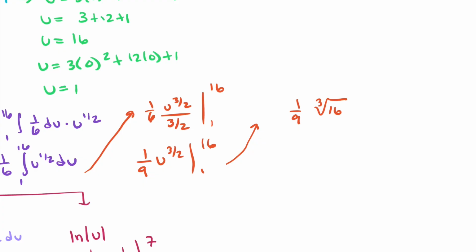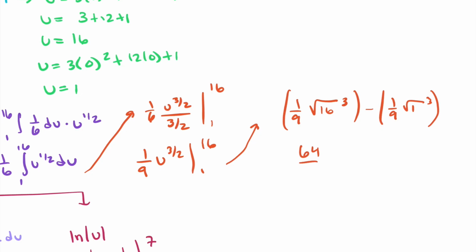Sorry, the square root of 16 cubed. And we're going to take away 1/9 of the square root of 1 cubed. 4 times 4 times 4 is 64, so 64/9. Take away, that's going to be 1/9.